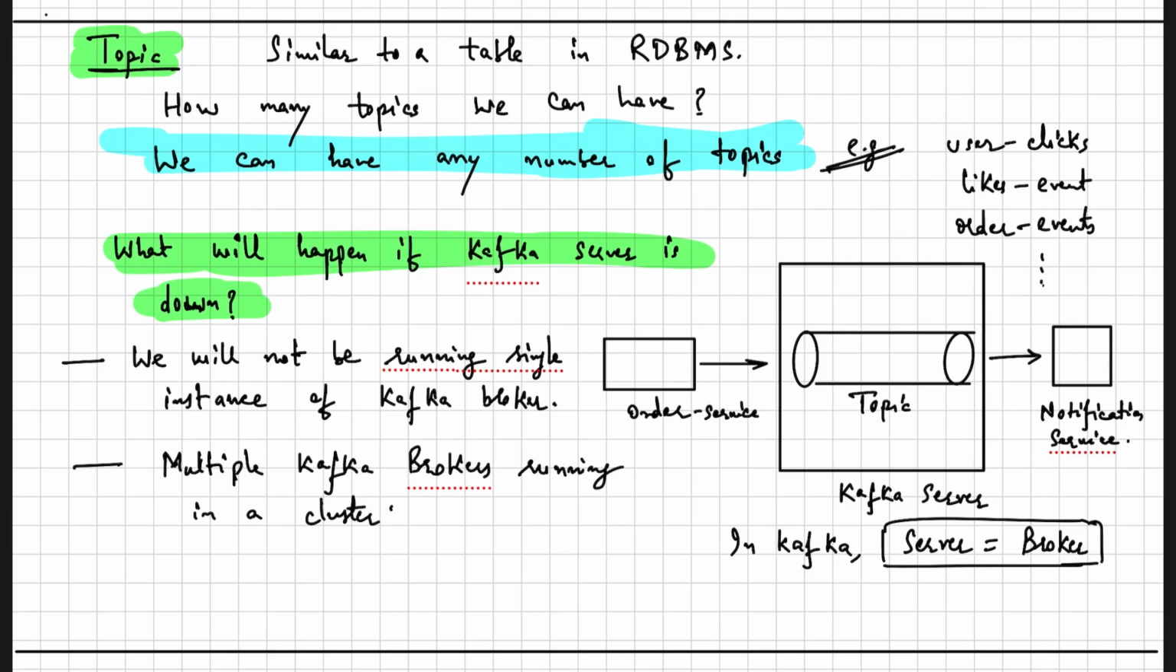For example, user clicks, likes event, order event. There could be n number of topics you can create depending on the use case and depending on your business model, right? Now, let's see the flow first. For example, let's take an example of e-commerce, that order service, and out of the Kafka cluster, let's consider a single server. That is the Kafka server. So in a cluster, there could be thousands of servers. You can just imagine, out of thousand, we have considered one server here.